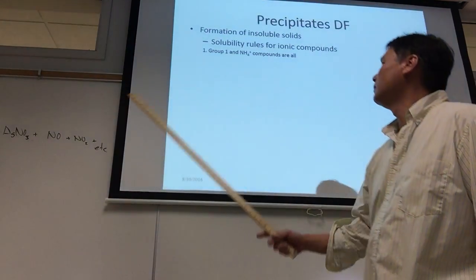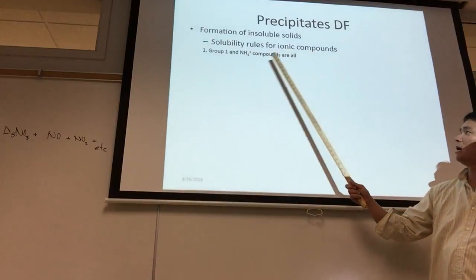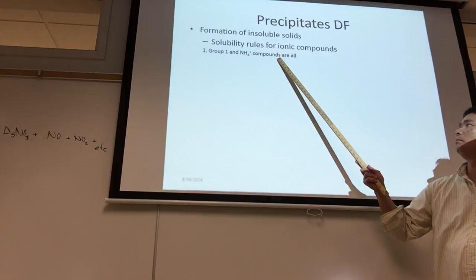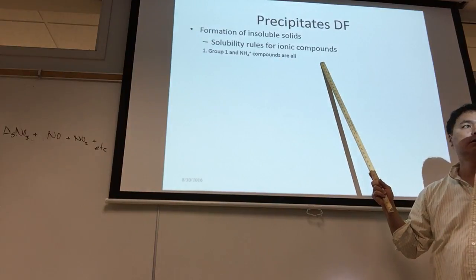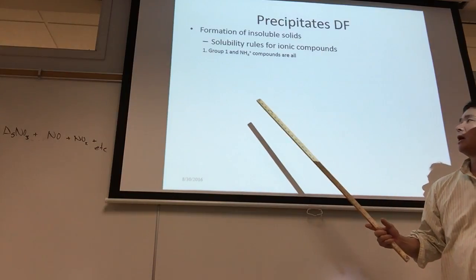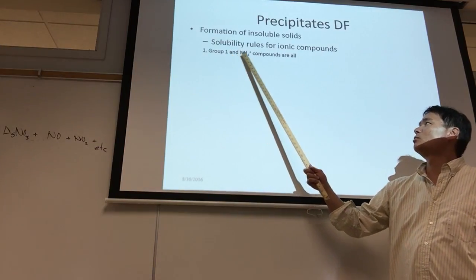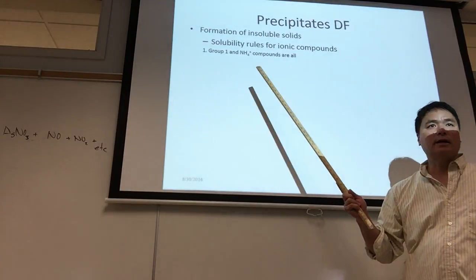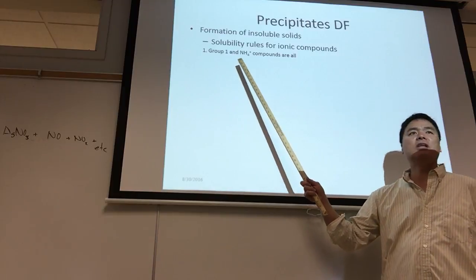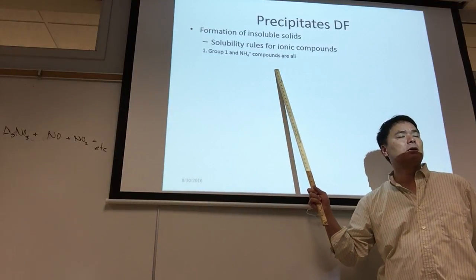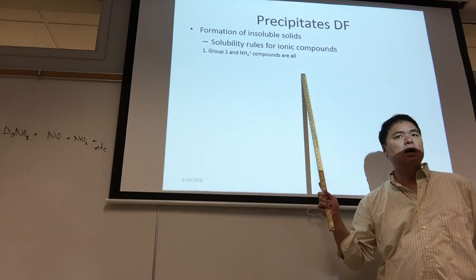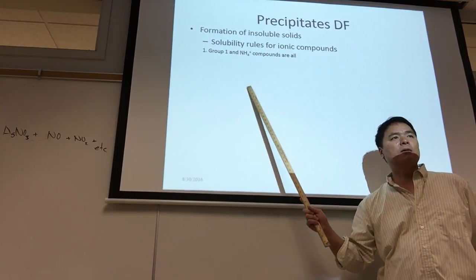And I'm just going to say them. The solubility rules for ionic compounds. Group 1 and ammonium compounds are all soluble. So the first thing we do is look at the cation. If the cation is group 1 or ammonium, it's soluble. Then we look at the anions. We go nitrates, chlorates, and acetates are all soluble. Then we go to chlorides, bromides, and iodides.